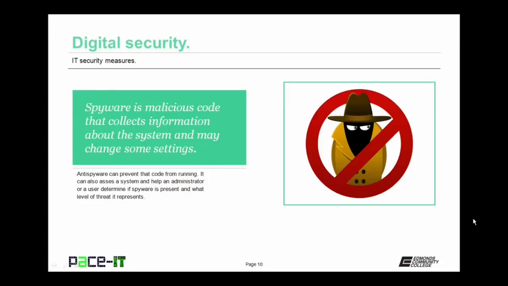Anti-spyware can prevent that code from running. It can also assess a system and help the user to determine if spyware is present and the level of threat that that spyware represents.